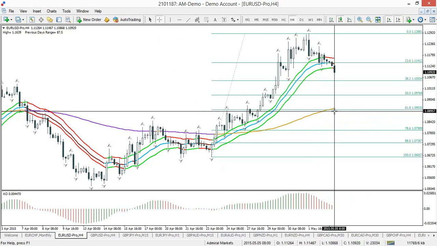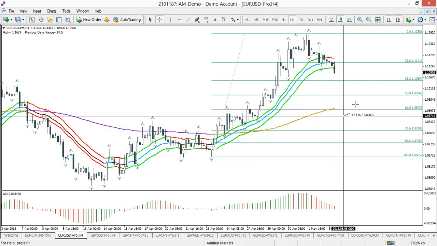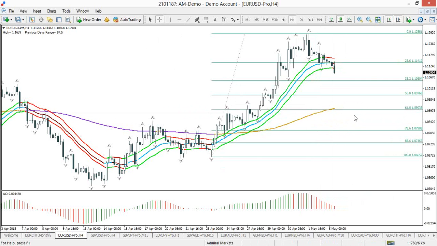If you're looking for a tighter stop loss, then looking for some kind of candlestick reaction at the 61.8 helps, using the low of that candle for a tighter stop loss.